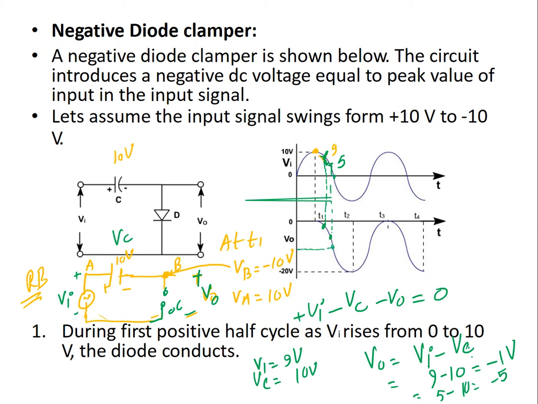So here we will reach the value of minus 10. Now the negative cycle is coming. So for this cycle also this diode is in reverse bias. Okay, so let's say this is minus 5, minus 10, minus 15. This value is minus 10, so minus 10, minus 10, minus 20.